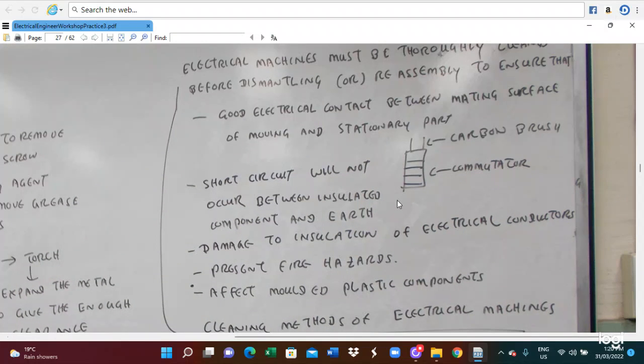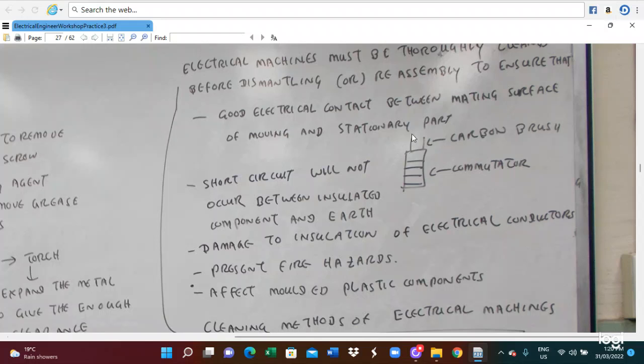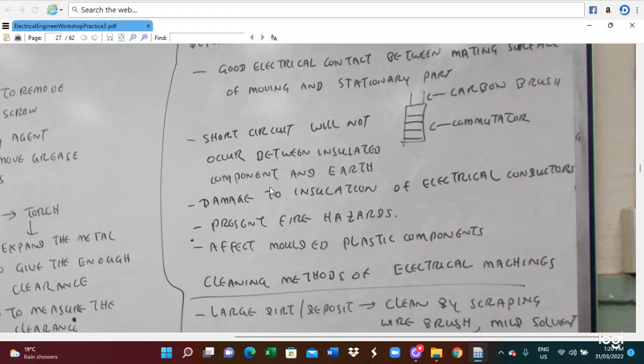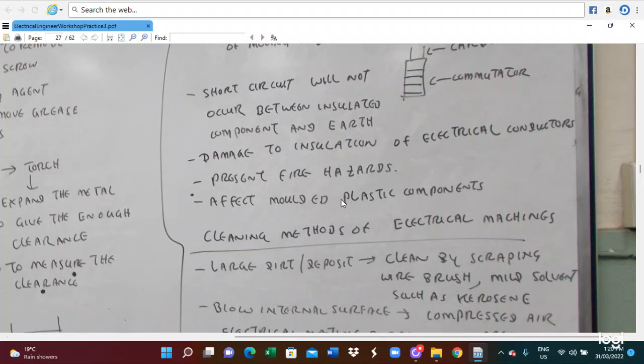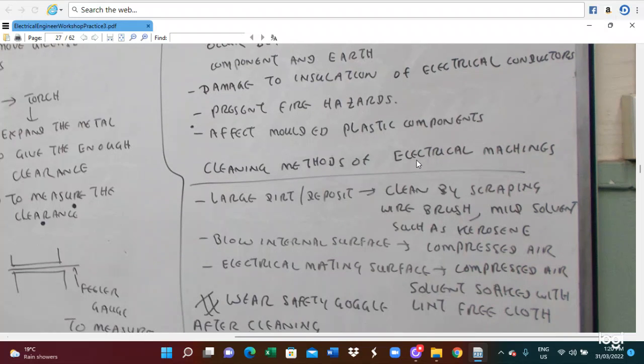Similarly, we are using the electrical machine. The electrical machine must be thoroughly cleaned before dismantling or reassembling to ensure good electrical contact between the mating surfaces, the moving and stationary parts. So this is the carbon brush and commutator, we have to utilize the electro cleaner. Short circuit will not occur between the insulation component and the arc. Damage to insulation or electrical conductor can happen, so a fire hazard can happen, and the affected parts are more plastic components.